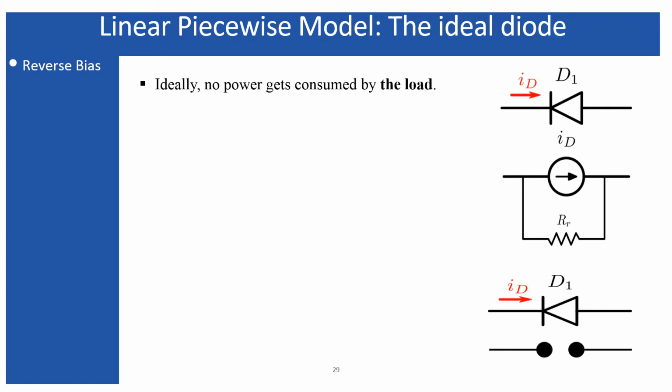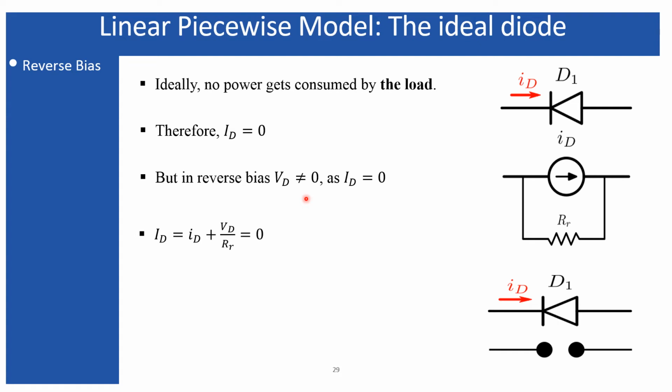Next is the linear piecewise model of the diode in reverse bias, the ideal diode in reverse bias. In case of reverse bias, ideally the load must not consume any power, because ideally the load current, or the circuit current, must be zero, and that is why ID is equal to zero. And if ID is equal to zero, the diode voltage is not equal to zero.